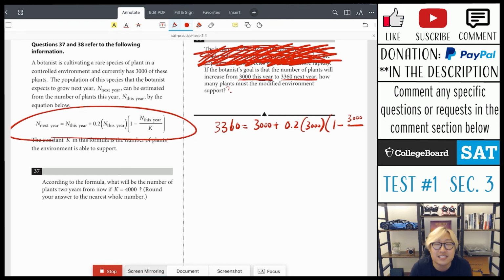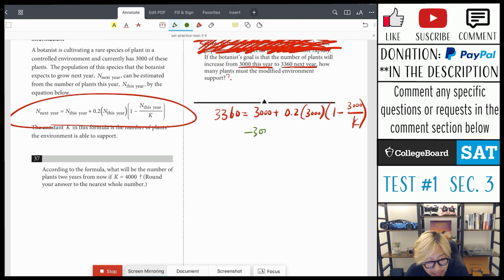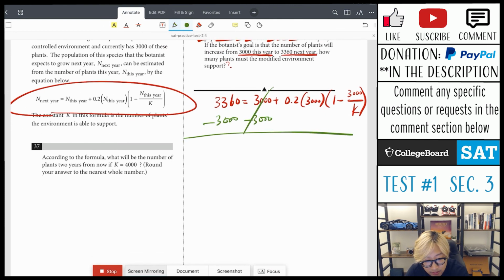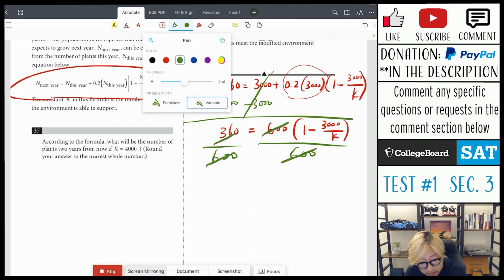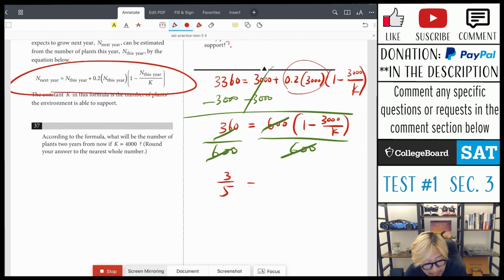Oh, maybe this question is asking for what the k is. See, I didn't even know what they meant by how many plants. I just plug it in, and I just happen to be missing only the k, so maybe I'm looking for the k value. So let's just solve for the k. First thing first, subtract 3,000 on both sides. Boom. And get that out of the way. That's 360 is equal to 600 times 1 minus 3,000 over k. Let's divide both sides by 600 to cancel that. And that'll give you 3/5, and that's equal to 1 minus 3,000 over k.